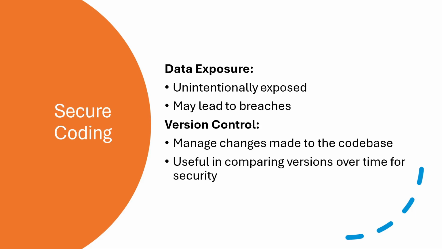Version control. Version control systems like GitHub help manage changes to the codebase, track history, and facilitate collaboration. They manage changes made to the codebase and are useful for comparing versions over time for security. It can also be useful at times when a new piece of code introduces vulnerabilities to the existing application. So we need to remove the newer version and fall back to the previous version.